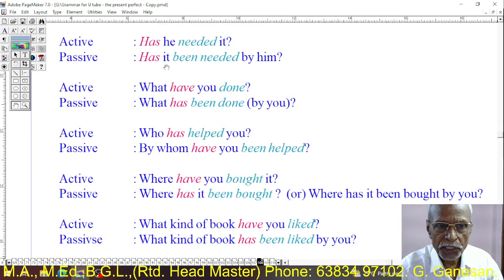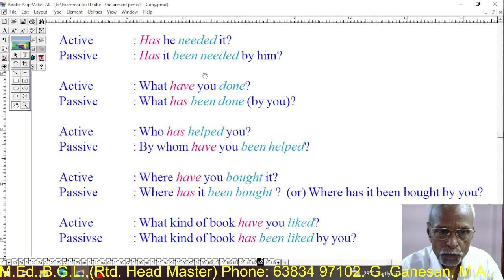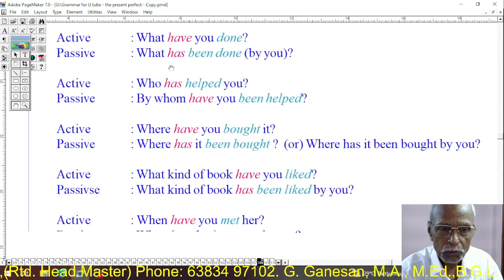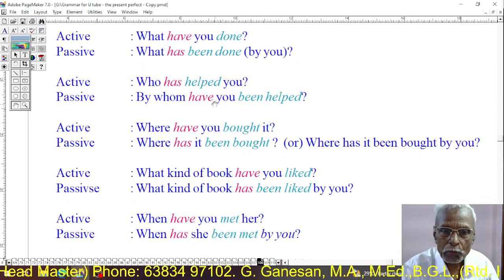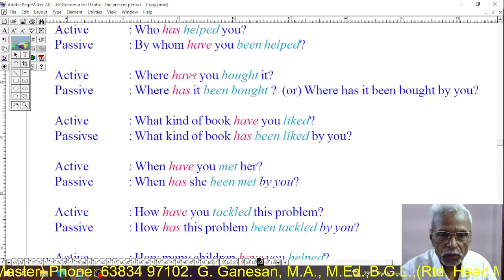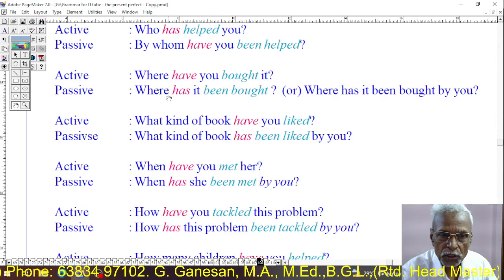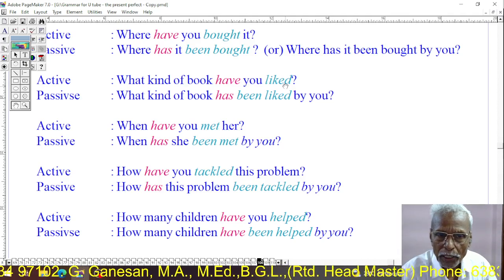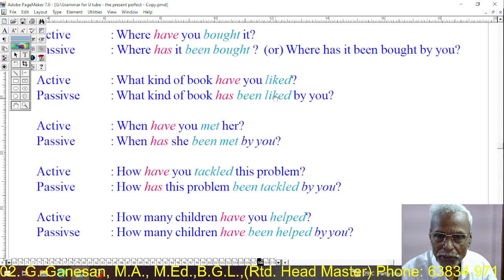He has needed it. Has it been needed by him? What have you done? What has been done by you? Who has helped you? By whom have you been helped? Where have you bought it? Where has it been bought? What kind of book have you liked? What kind of book has been liked by you?